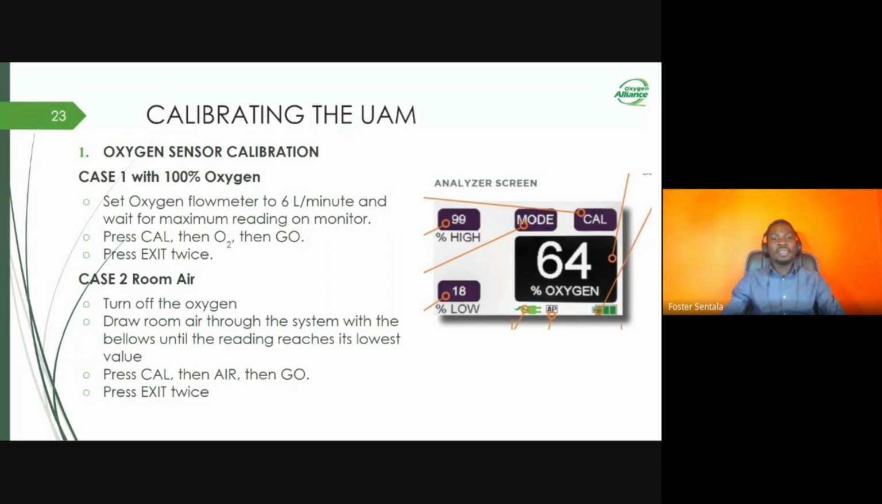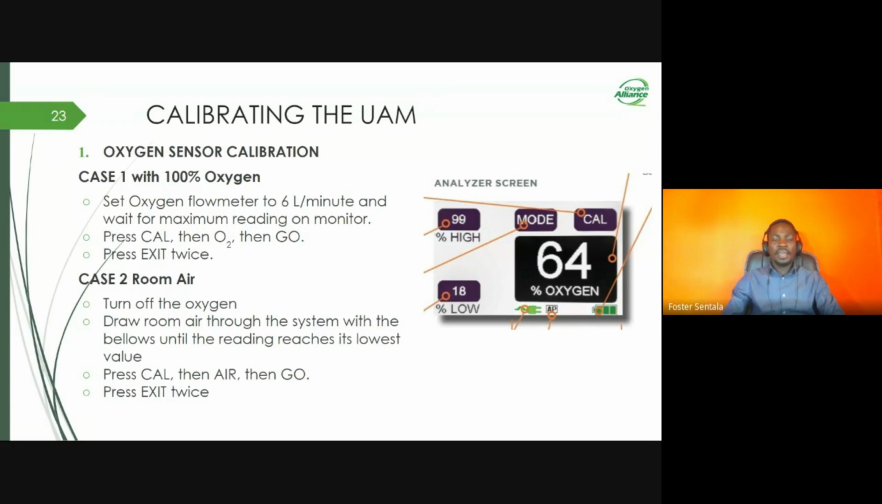You check the analyzer screen, which should read a maximum value. When you get the maximum value on the screen, that is when you press calibrate, represented as CAL on the screen. Then you select oxygen, then you click on go. After calibration is done, to exit, you click the exit button twice.